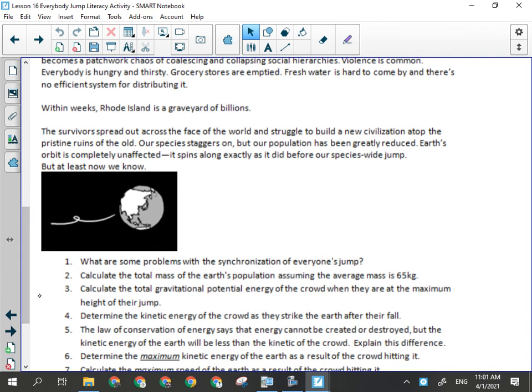Okay. The survivors spread out across the face of the world and struggle to build a new civilization atop the pristine ruins of the old. Okay? Our species staggers on, but our population has been greatly reduced. Earth's orbit is completely unaffected. It spins along exactly as it did before our species-ending jump. Okay? But at least we know.